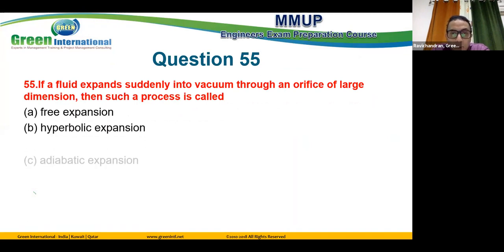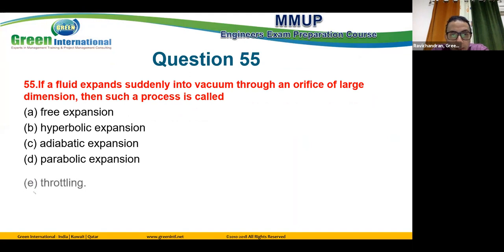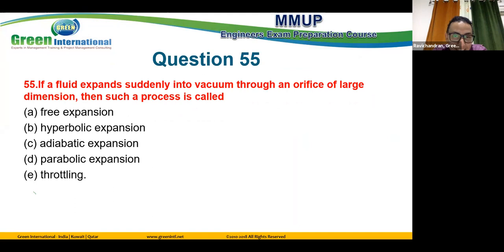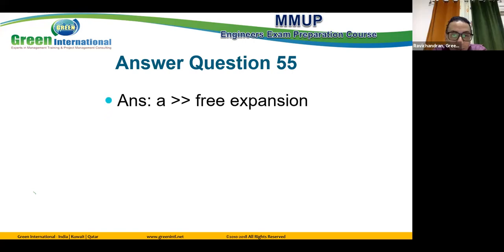Fluid expands only into a vacuum through an orifice of large dimension. Then such a process is called throttling? It's a tricky question. It says into a vacuum. No, free expansion.